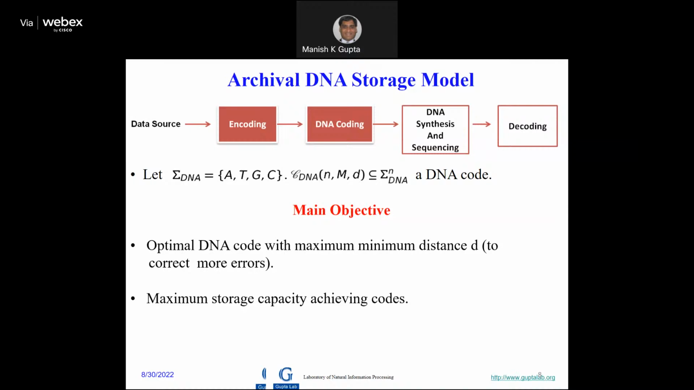Then there's the information density: how many information bits you can pack in one DNA base. That's another density, and the ideas of Shannon capacity will come into the picture. I'll talk about those things in more detail. Basically, we want maximum storage capacity achieving codes which can correct as many errors as possible. Then it will be a good code, as an engineer.